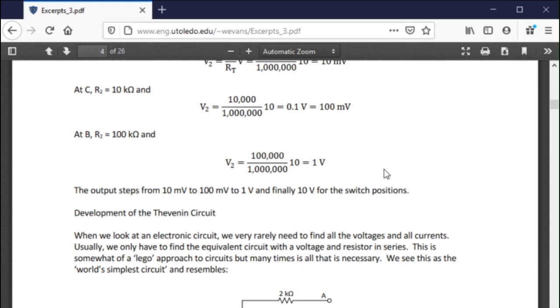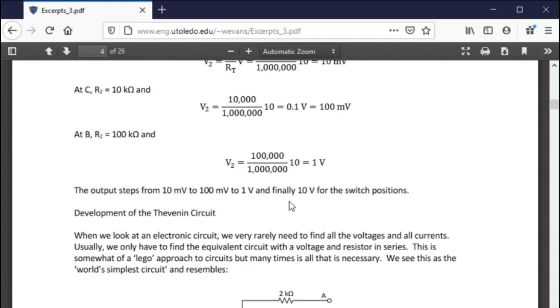Okay. So that gives you the idea of voltage divider. Now we use voltage divider a lot. We use it in this next rule, which is the Thevenin circuit. So we're going to use voltage divider in this next one, which is Thevenin.